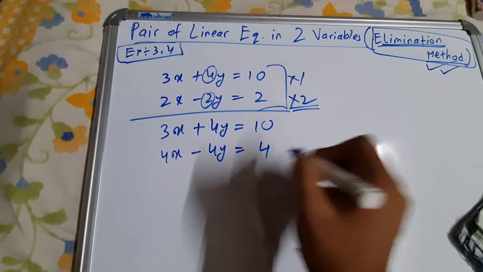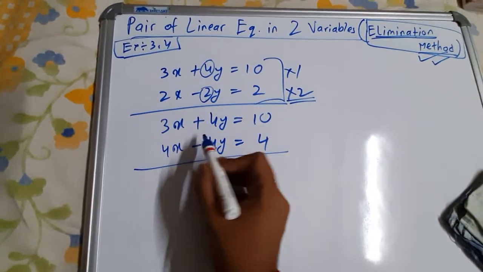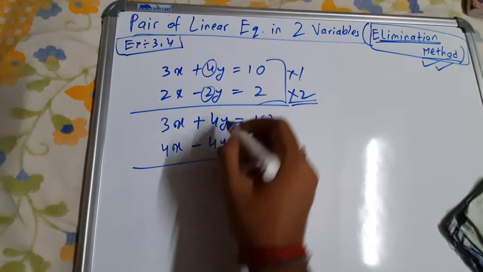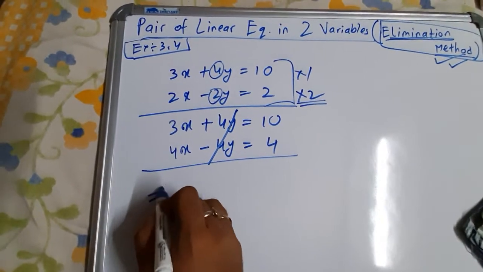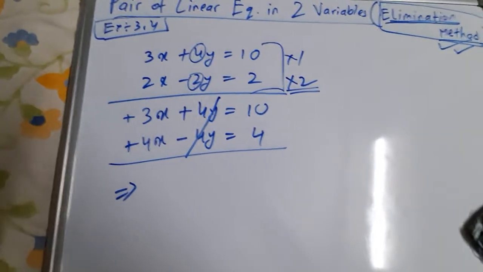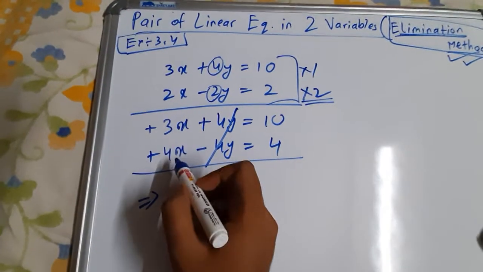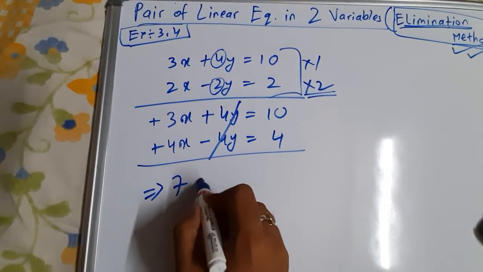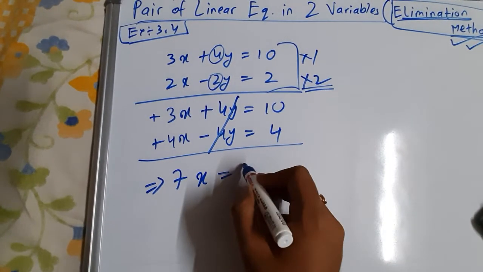Now as you can see, by just adding both the equations, see, this is plus, this is minus. So opposite signs, they will just cut like that. See, successfully eliminated. Now over here there is plus, over here there is plus. Both have plus signs in front of them. So we will just add. So how much is 3 plus 4? 3 plus 4 is 7. So 7x equal to 10 plus 4. 10 plus 4 is 14.